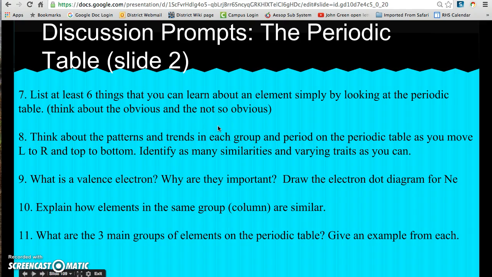Back to our questions. Number 9, what is a valence electron? Why are they important? Draw the electron dot diagram. So a valence electron, I mentioned earlier, is an electron that's in the outermost energy level. They are important because they're involved with chemical bonding, as well as they often determine a lot of the properties of the element. An electron dot diagram is going to look like this.